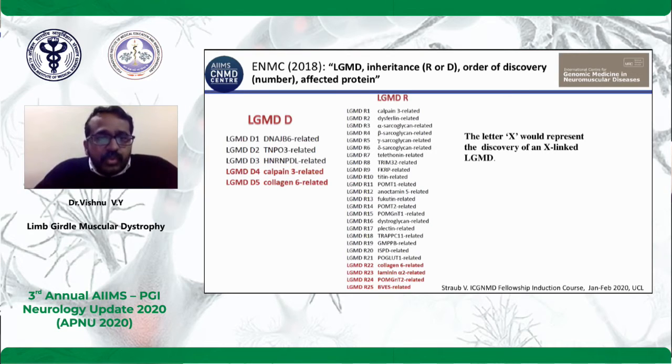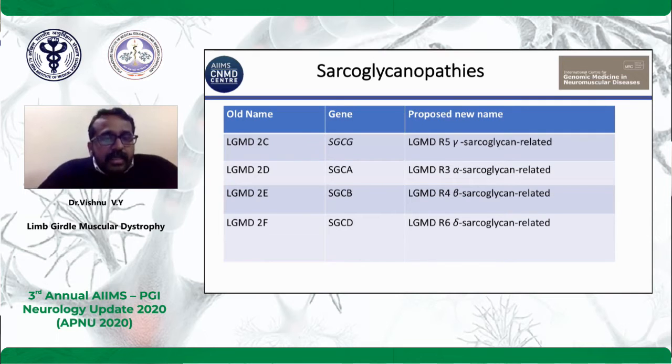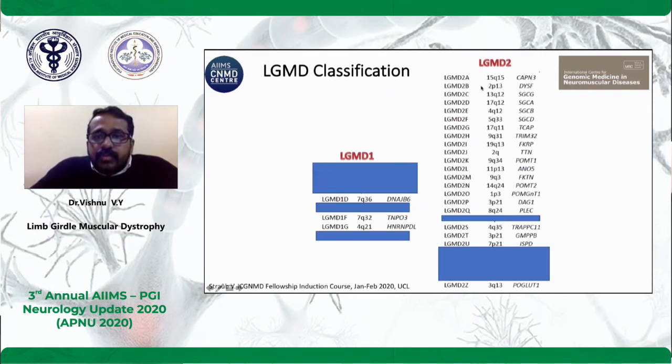In the LGMD, two new dominant ones have come: the autosomal dominant calpain-related calpainopathy, D4, and the collagen 6 related. Bethlem myopathy is dominant, D5, and the recessive one is also there, R22. And there are three more: laminin, POMGNT1, and BVES, which was removed and then came back.